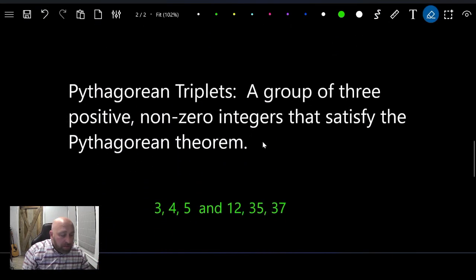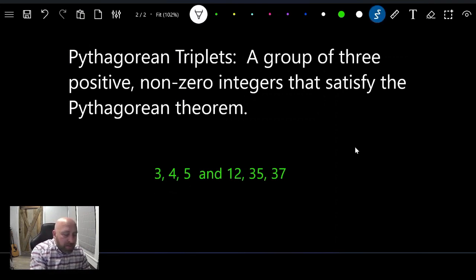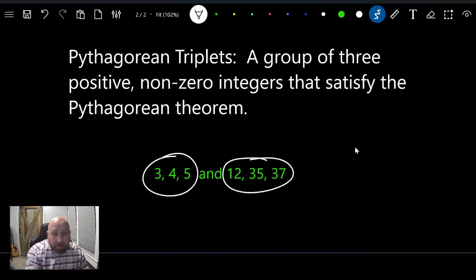A couple more things in this lesson, and then maybe we'll do one of these. The Pythagorean triplets. You may or may not have heard of that before, but Pythagorean triplets are a group of three positive non-zero integers that satisfy the Pythagorean theorem. What does that mean? Well, here is a set right here of Pythagorean triplets, and here's another set of Pythagorean triplets. In other words, if we plug those into Pythagorean's theorem, it actually comes out to be no decimals, no irrational numbers, no fractions, nothing like that.